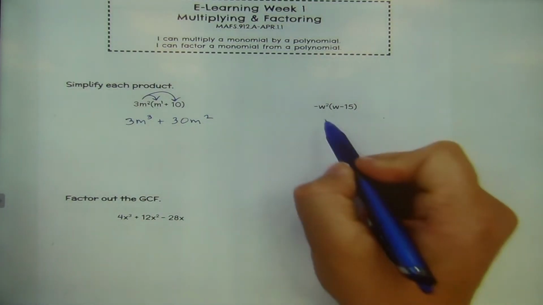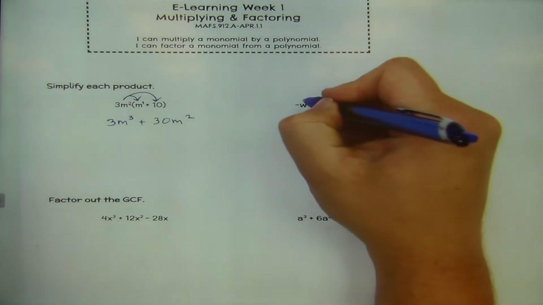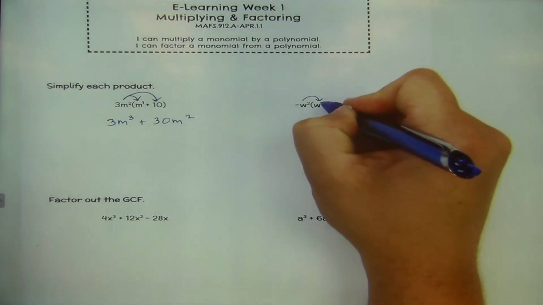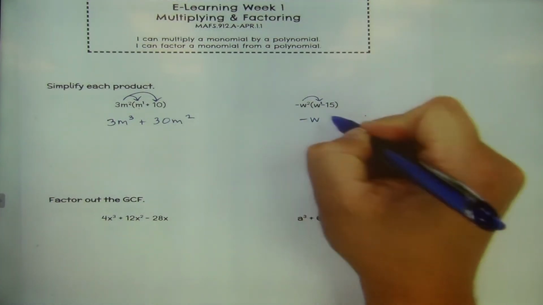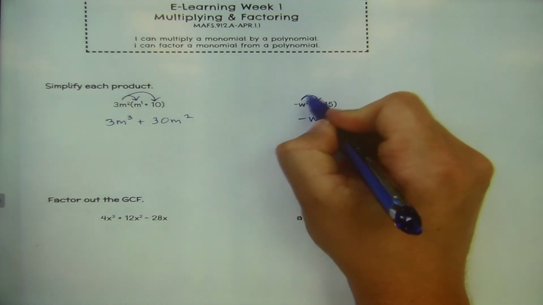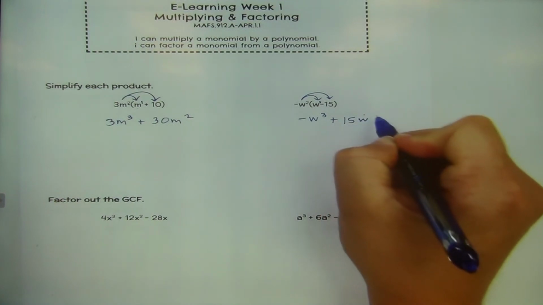Our next example, I have negative w squared times w minus 15. So negative w squared times w raised to the invisible power of 1 is going to be negative w cubed, and then negative w squared times negative 15. Negative times negative is going to be positive 15w squared.